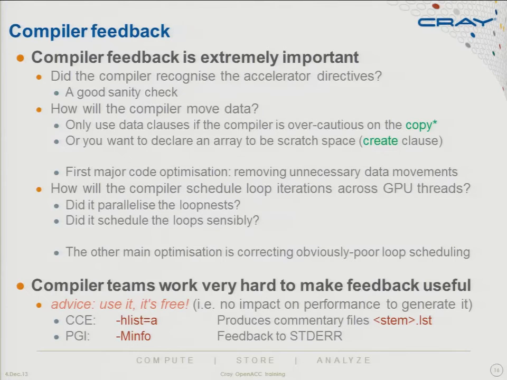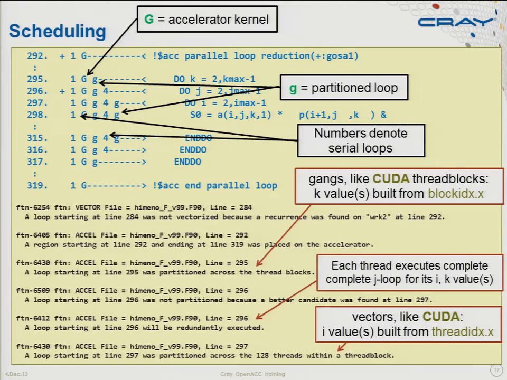Compiler feedback is really important. Did the compiler recognize OpenACC? What data movements was it going to do? Only use the data clauses, I would say, if the compiler is overcautious. The first optimization is to remove unnecessary data movements. How did it divide the loop iterations across the compiler?